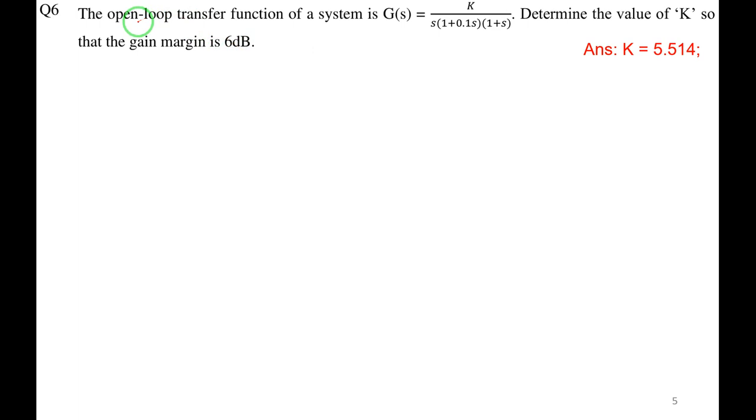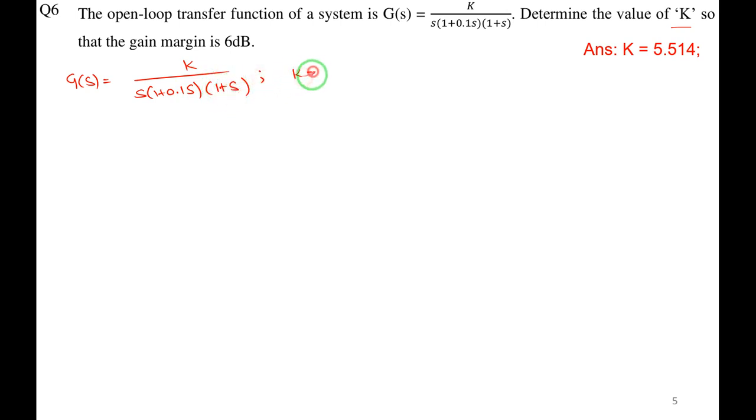Okay. The open loop transfer function of a system, G of S, is equal to K divided by S into 1 plus 0.1 S into 1 plus S. Determine the value of K so that the gain margin is 6 dB. We have to determine the value of K, right? So we will write whatever is given to us. G of S is equal to K divided by S into 1 plus 0.1 S into 1 plus S. This is given.